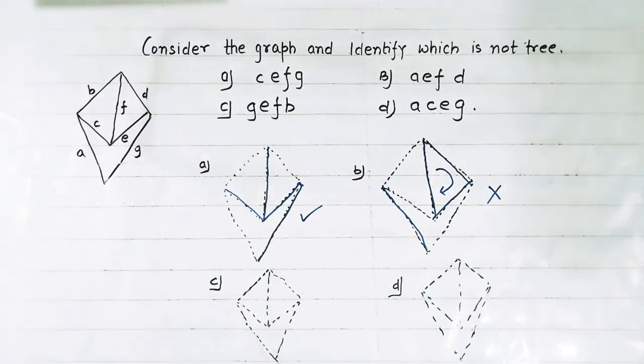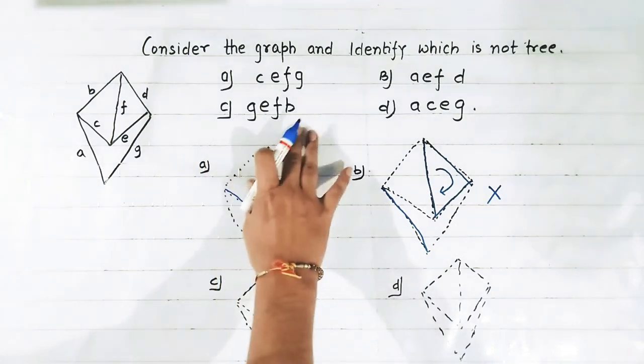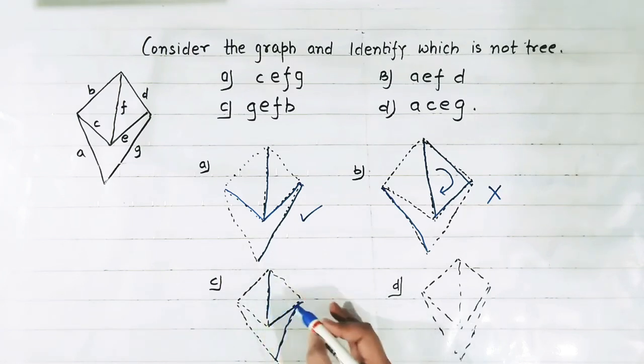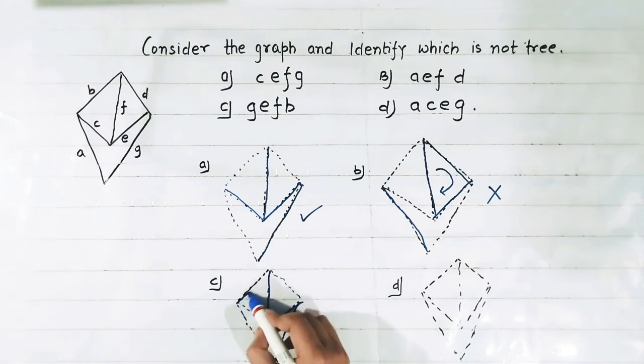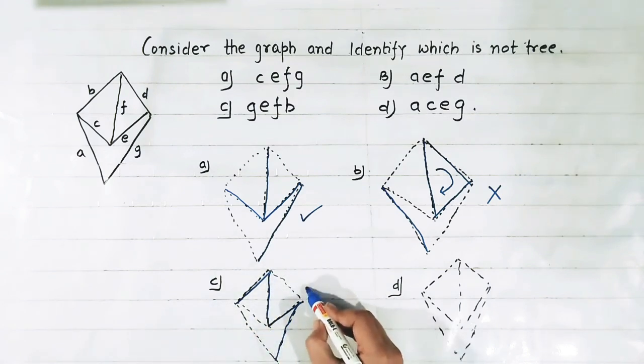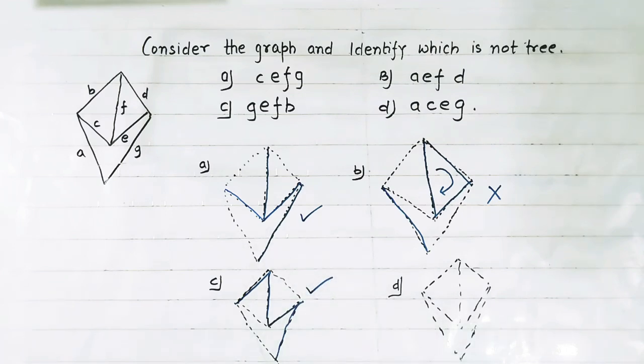Now see this. Here branches are G, E, F and B. So this is G, this is E, this is F and this is B. So we can clearly see that this contains all the nodes of the graph and it has no closed loop. So it is a valid tree of this graph.